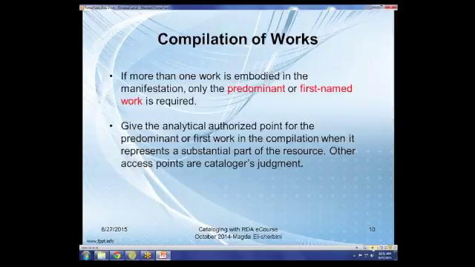So, if more than one work is embodied in the manifestation, only the predominant or first named work is required, wait for it, in field 245. This slide does not say that, unfortunately, but it should. Only the predominant or first named work needs to go in field 245. However, it is necessary to give other access points. It says as our cataloger's judgment.